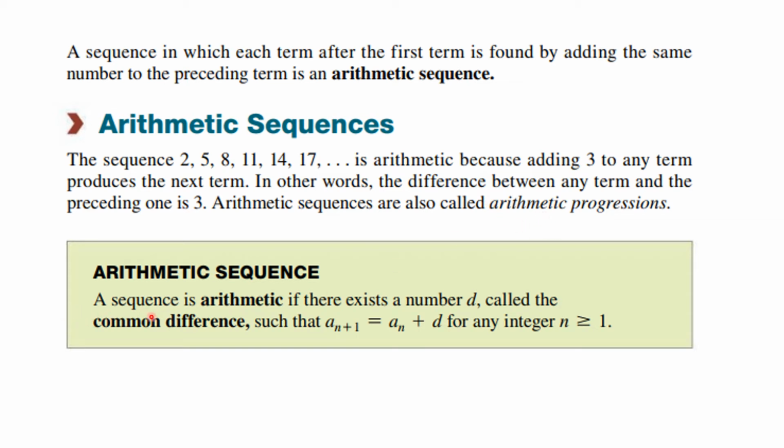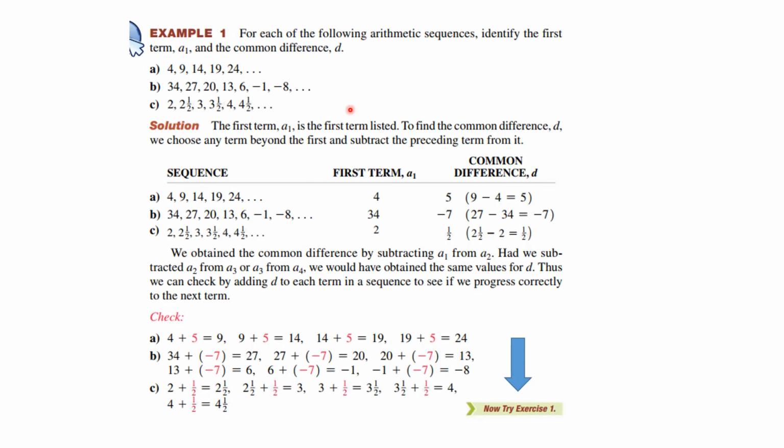An arithmetic sequence then says to find the next term, you take the term you're at and add d to it to get to the next term, and that happens for every term except the first term. So here's an example. For each of these arithmetic sequences, identify the first term, a1, and the common difference. Here the first term has to be 4 because it is the first term, and I observe that I get the next term each time by adding 5, so the common difference is 5.